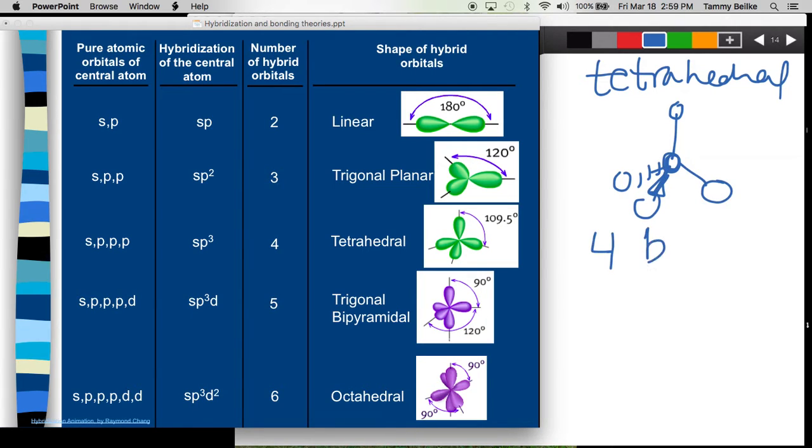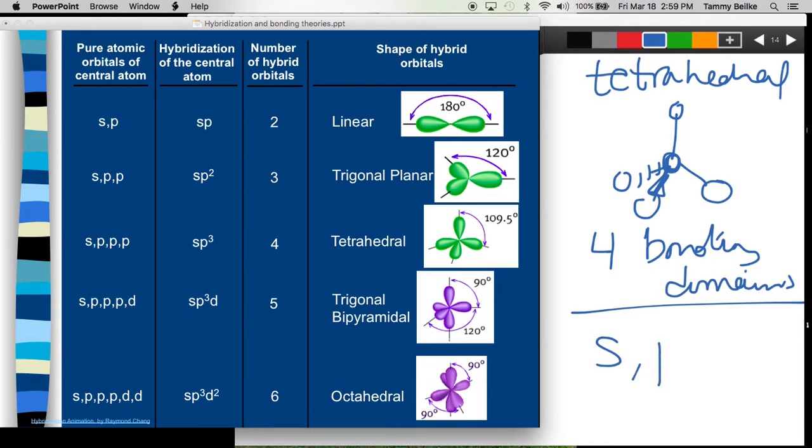So 4 bonding domains. That means it needs 4 orbitals. So we're going to take an s, a p, and a p, and we're going to call it sp3. So any tetrahedral molecule is sp3 hybridized.